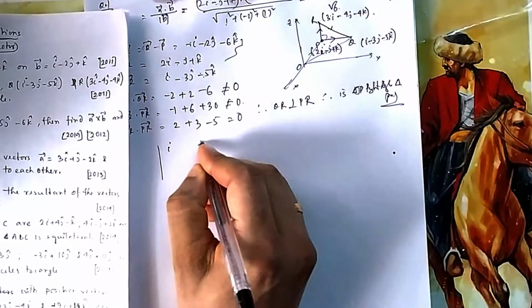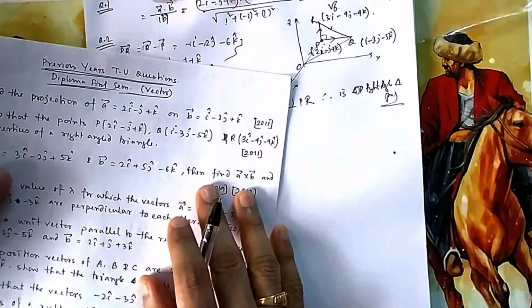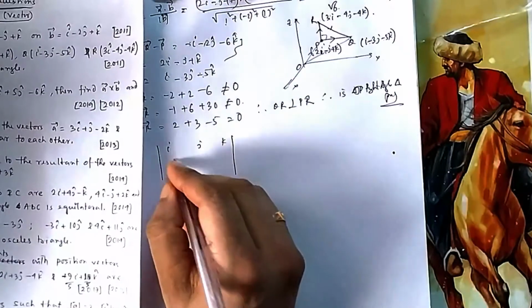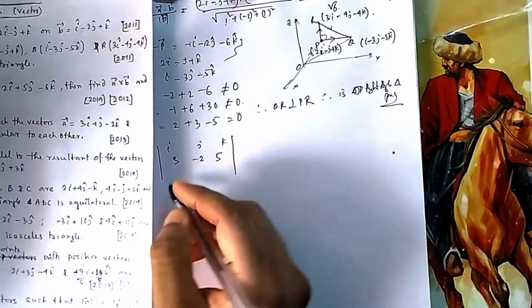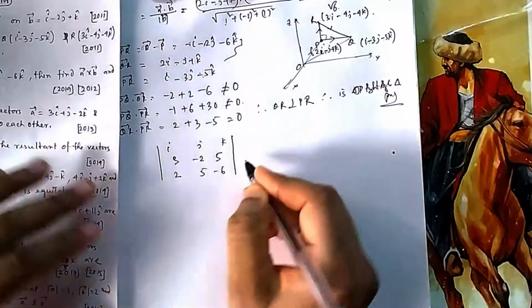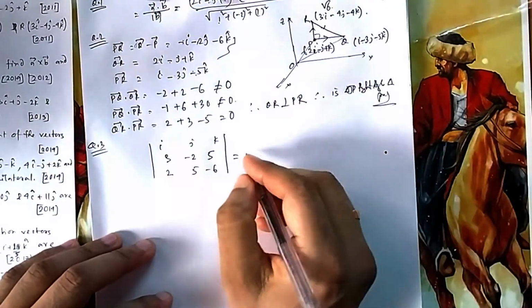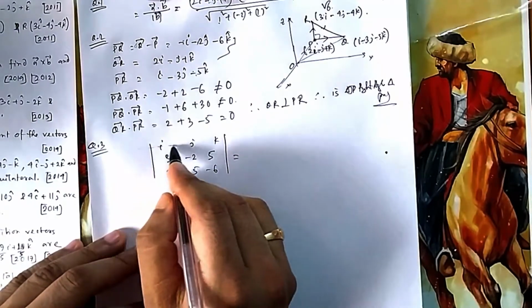Cross is i, j, k. So how to write? It is A1, A2, A3, B1, B2, B3. So 3, minus 2, 5, and it is 2, 5, minus 6. I told you I will show you how to expand this one. This is known as a determinant. So first you take any row, generally we take i, j, k here.